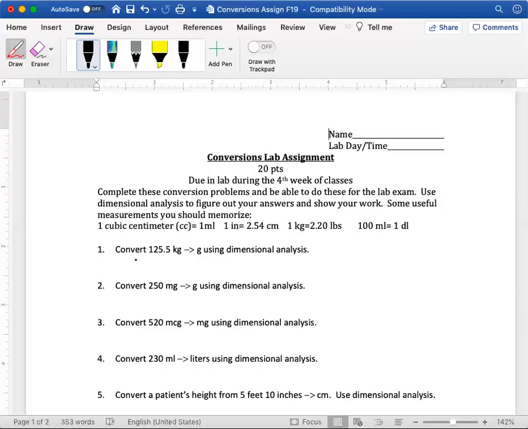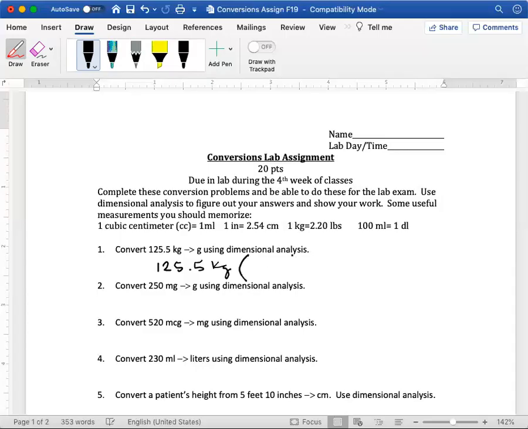So let's say we need to convert 125.5 kilograms to grams using dimensional analysis. So what are we going to do? We're going to start with 125.5 kilograms, and then we're going to do dimensional analysis.